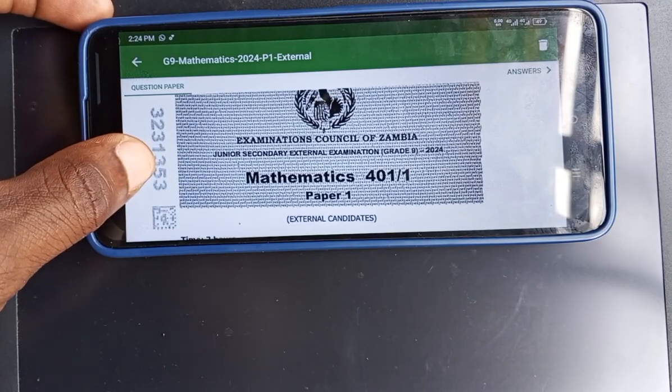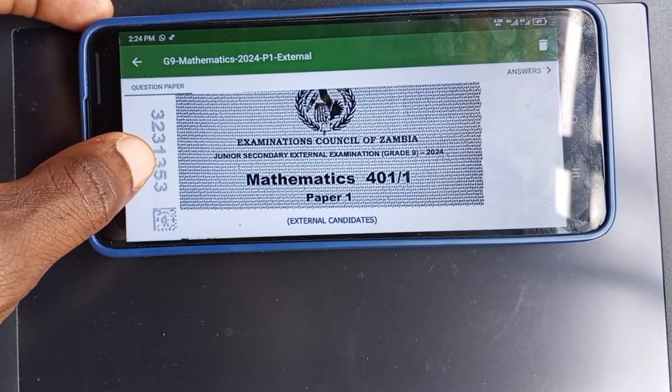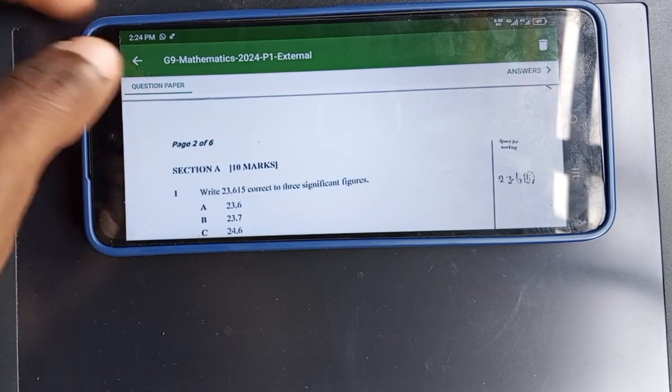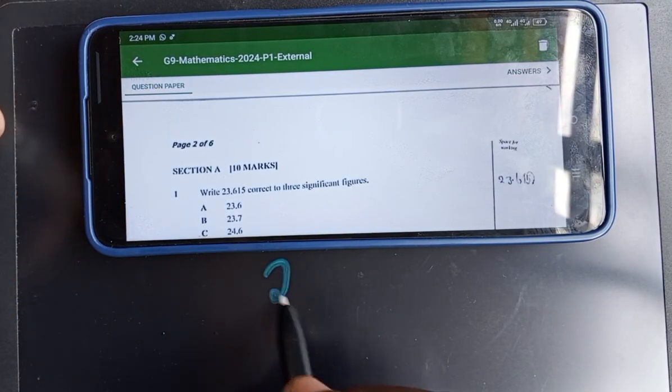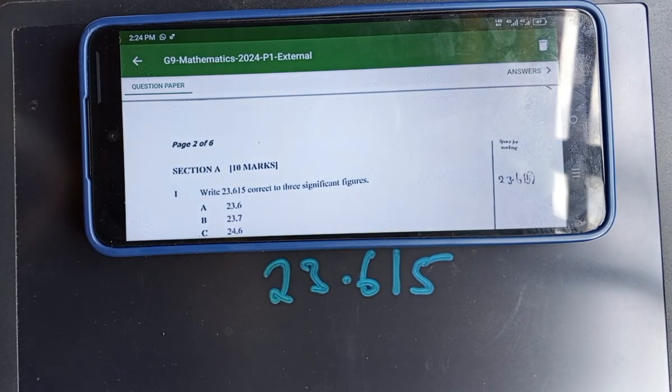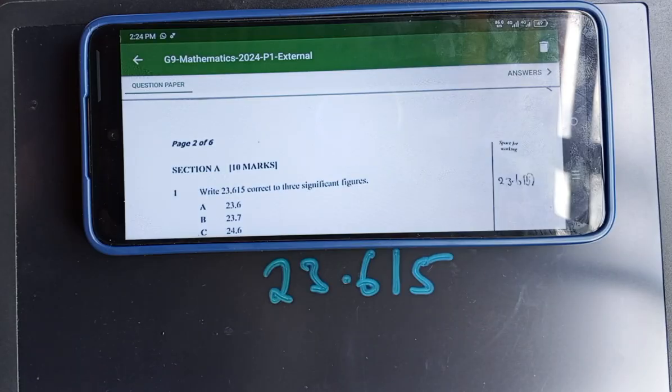Let's look at question 1, grade 9, paper 1, 2024. The first question is saying, write 23.615. Express this one correct to 3 significant figures.